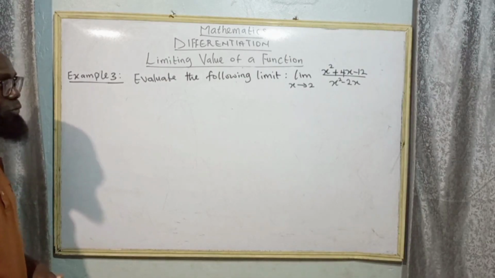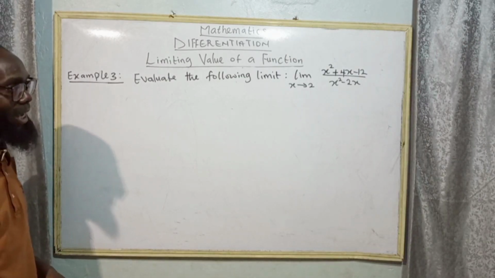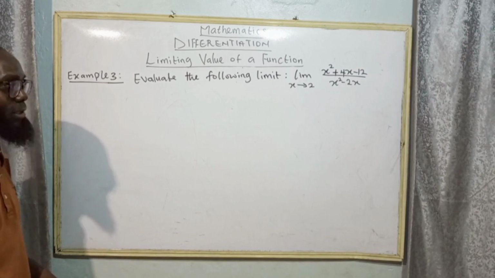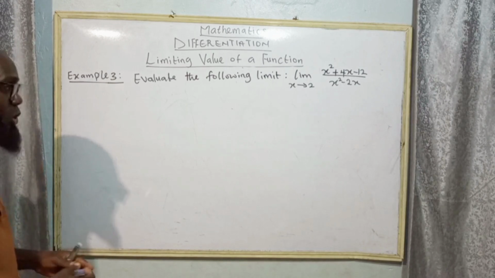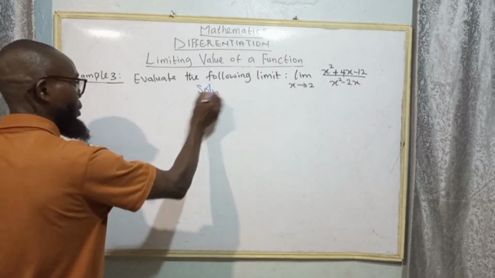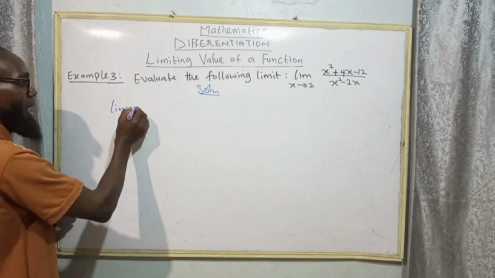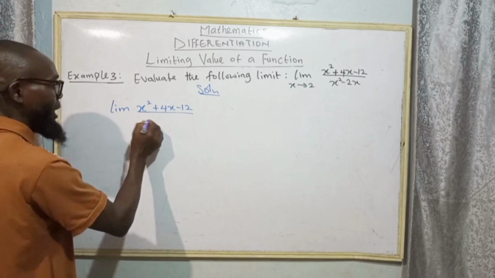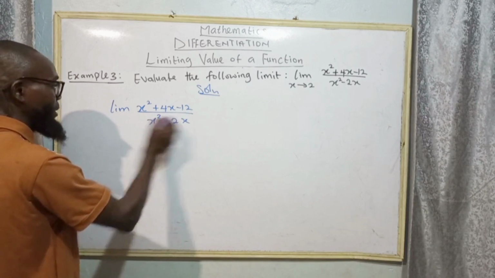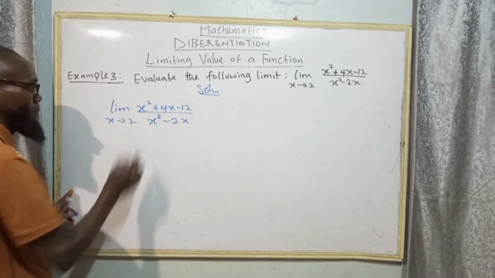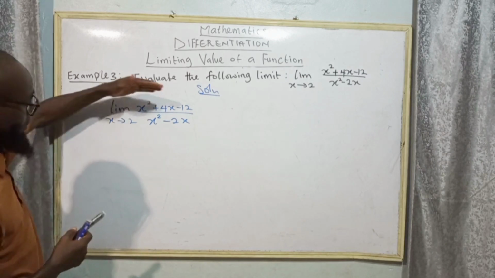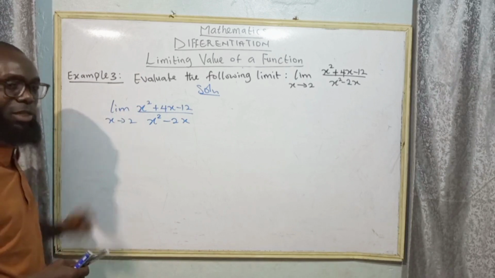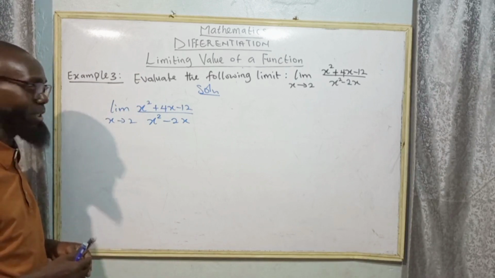Example 3. Evaluate the following limit: the limit of x squared plus 4x minus 12 divided by x squared minus 2x as x approaches 2. When you look at this limit, the numerator is a quadratic expression. Let's try to factorize it, if it can be factorized.